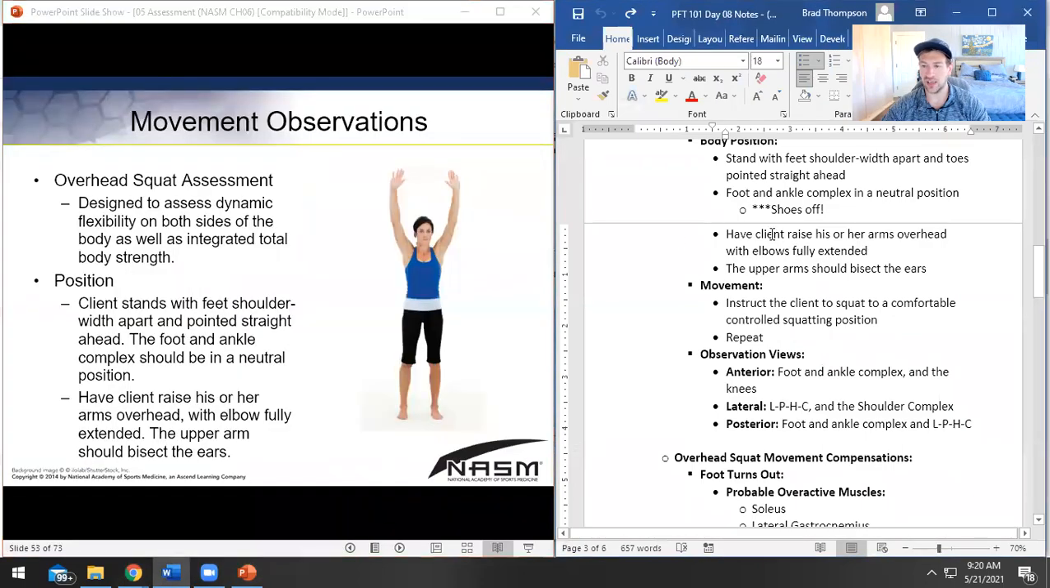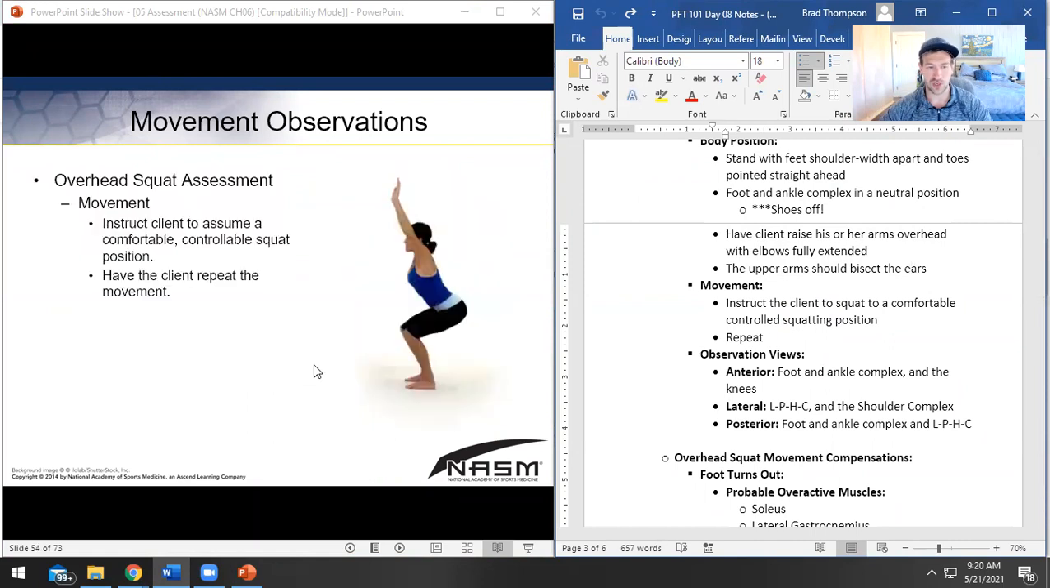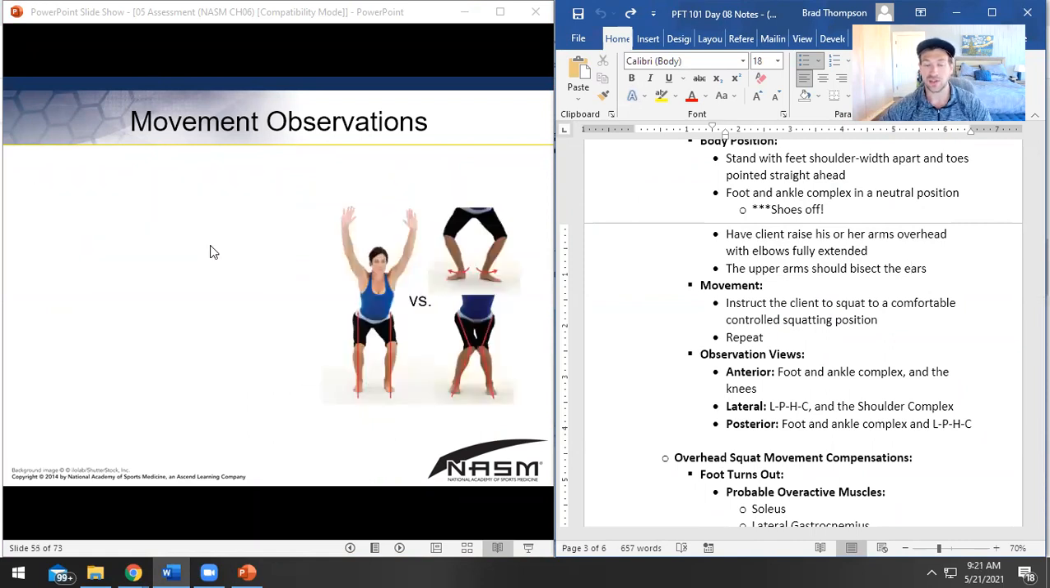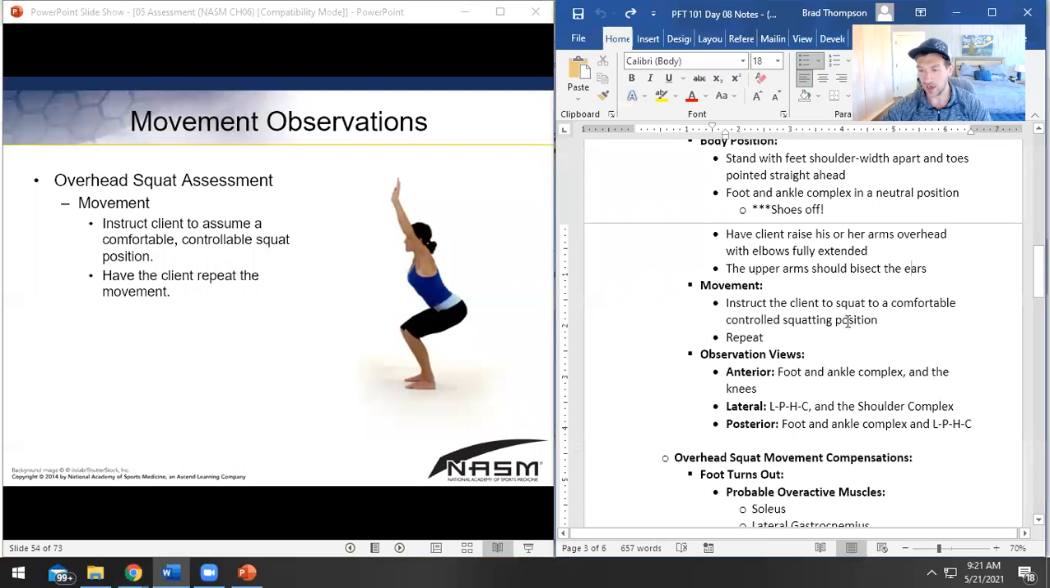So we are looking at having them raise their arms completely overhead, elbows fully extended. The upper arm should bisect your ear. Your arm should be in alignment directly with your ear. And then you're going to have them squat to a comfortable position, as if they are sitting back into a chair, and have them repeat.